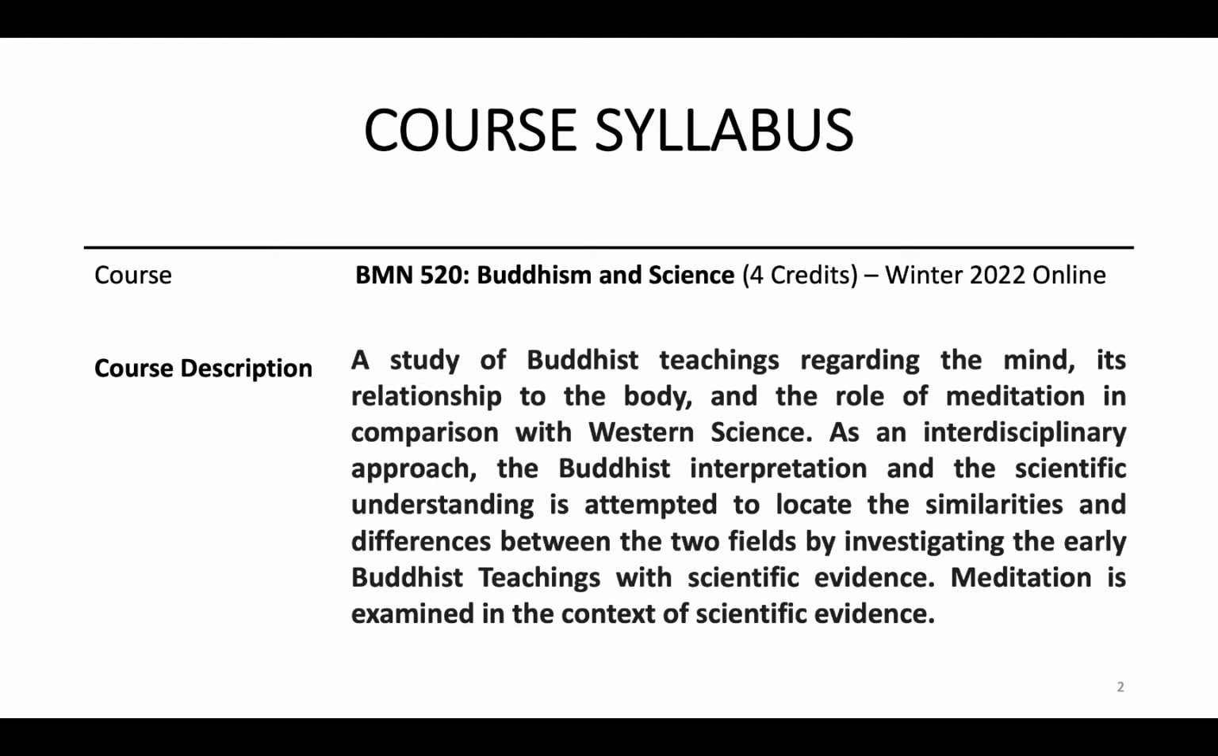This course introduces a study of Buddhist teachings regarding the mind, its relationship to the body, and the role of meditation in comparison with Western science. As an interdisciplinary approach, the Buddhist interpretation and the scientific understanding attempt to locate the similarities and differences between the two fields by investigating the early Buddhist teachings with scientific evidence. Meditation is examined in the context of scientific evidence.